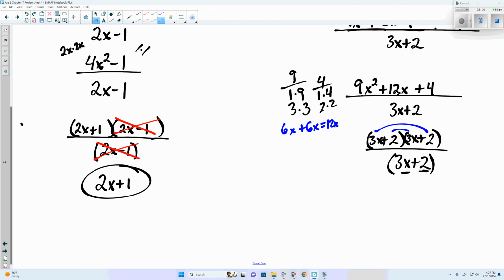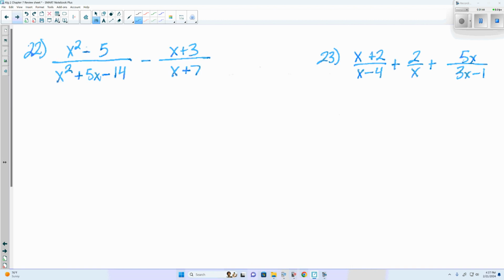2 times 3x is plus 6x, giving us the middle term that we wanted. So that is the correct factors, and we do have something in common on top and bottom. So a 3x plus 2, one of them will cancel out on top and bottom, leaving us with 3x plus 2. And that's it. Now, if the top of one of the fractions factors out completely, it reduces to 1, and we do have to leave it as 1. It does not simplify out completely and go away. It would still just be 1.